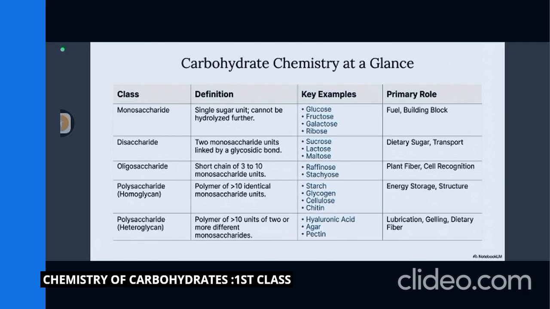Disaccharide: two monosaccharide units linked by a glycosidic bond, such as sucrose, lactose, maltose, for dietary transport. Oligosaccharides have 3 to 10 units. All the heteropolysaccharides have more than 10, and all the homopolysaccharides have more than 10. So polysaccharides are more than 10. Examples are given here. Polysaccharides serve as energy source and structure, and heteroglycans are for lubrication, gelling and dietary fiber.